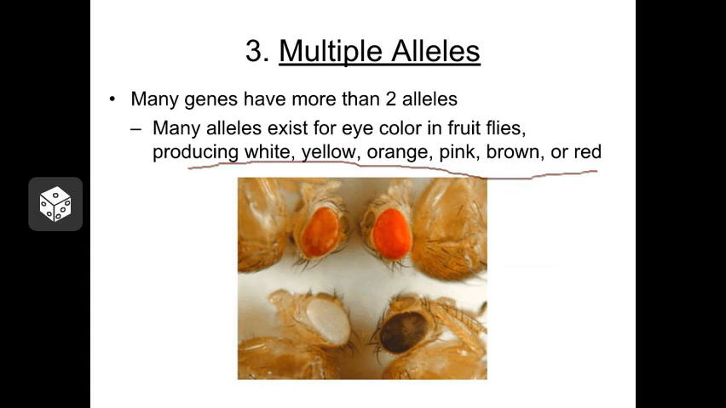And this occurs because there are many alleles for fruit fly eye color. And those alleles all have different kinds of relationships with one another. Some are dominant to others, some are recessive to others, some are codominant, incompletely dominant, and so on. So this makes making predictions about fruit fly eye color a little bit more complicated.